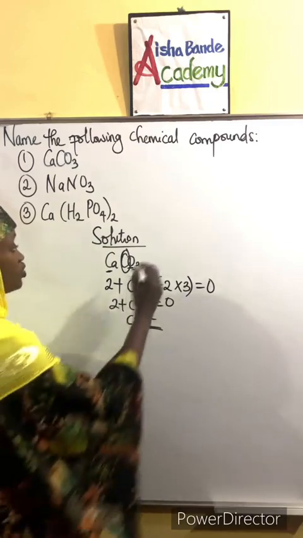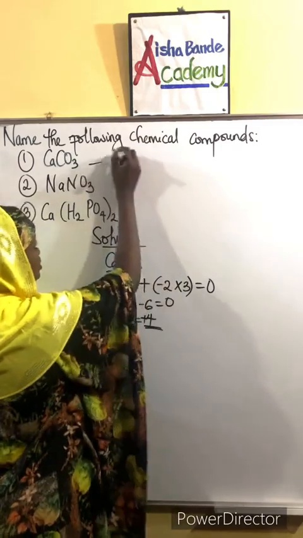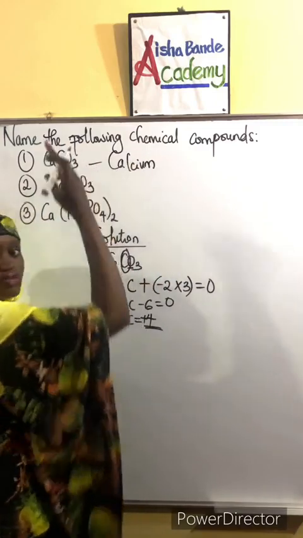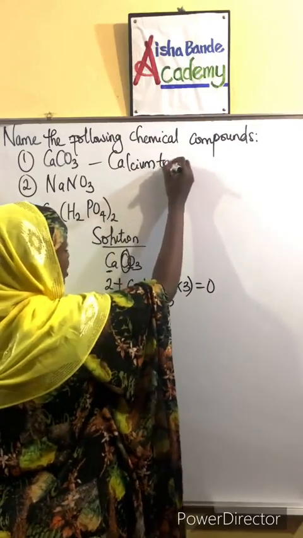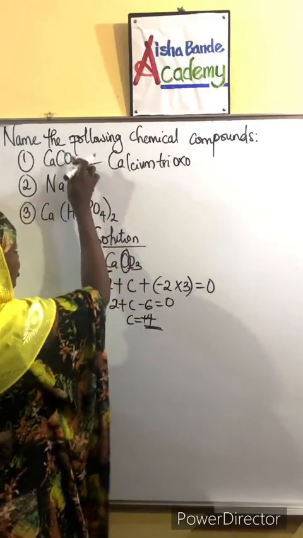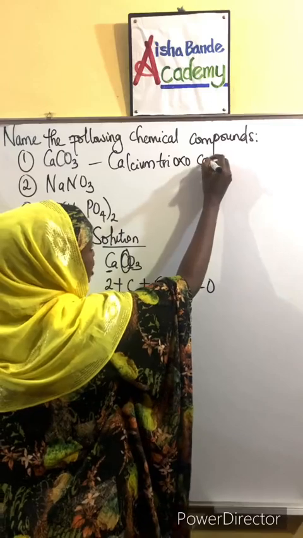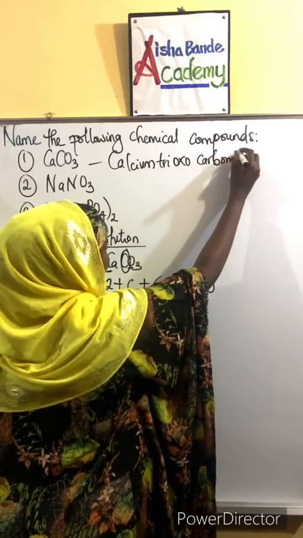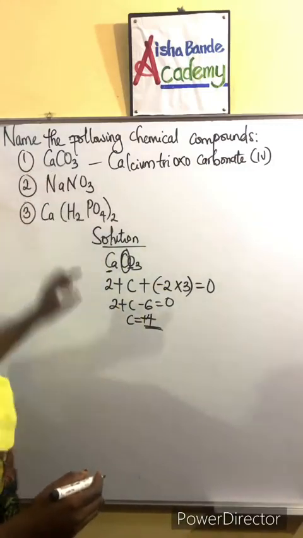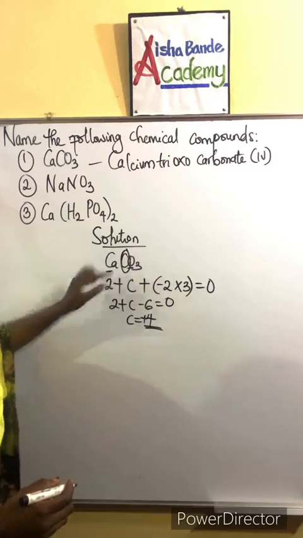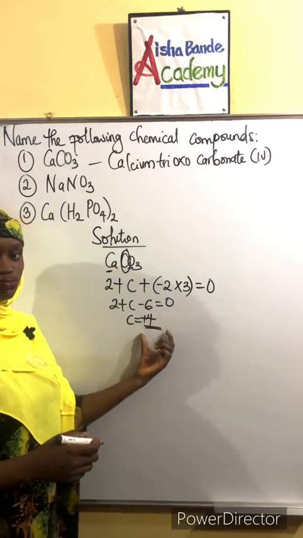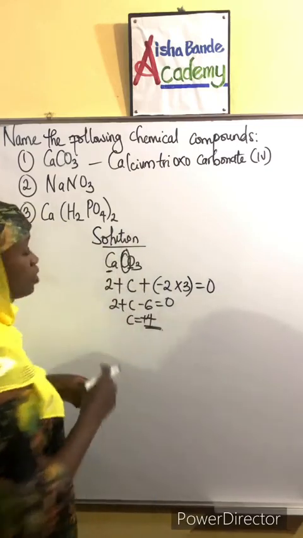So naming this compound, that means the compound is calcium. Ca is calcium. 3 means tri. Oxygen is going to be oxo. That is calcium trioxo, and C here is the carbonate. So calcium trioxocarbonate 4. That's the name of this compound. Calcium trioxocarbonate 4. The carbonate here, which is carbon, is having an oxidation number of +4. So that's how you name the chemical compound.